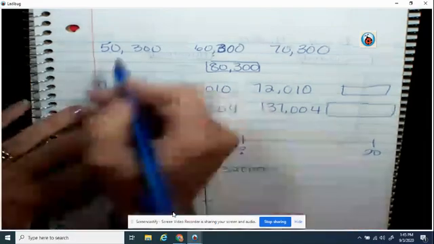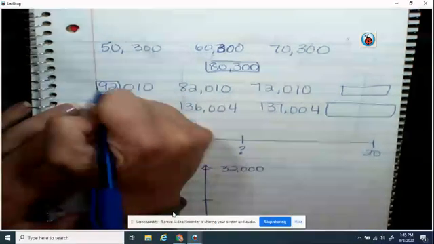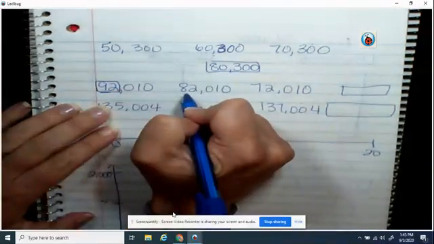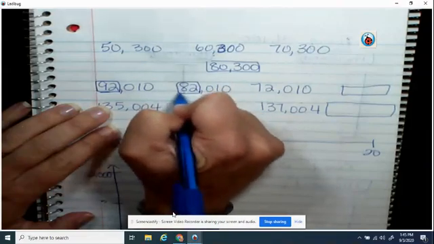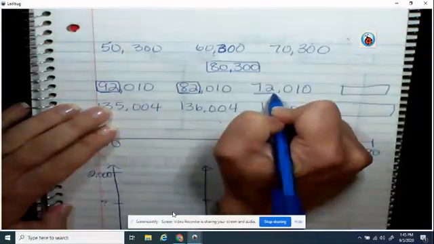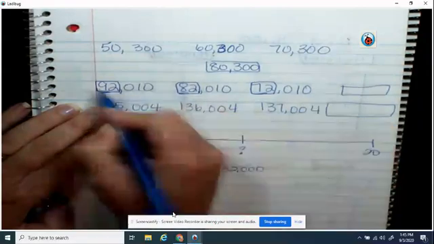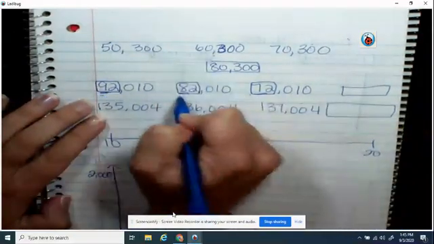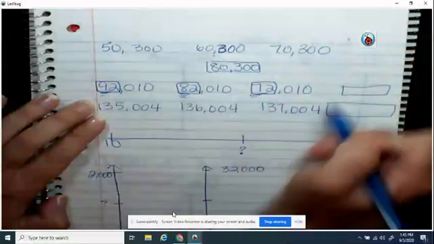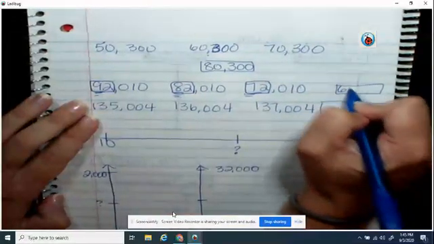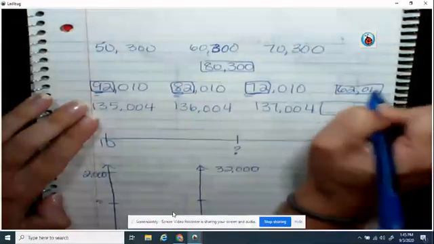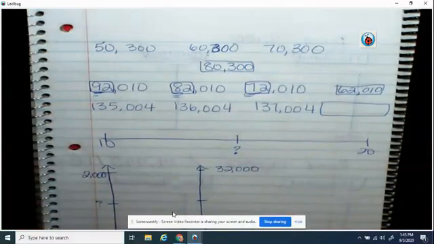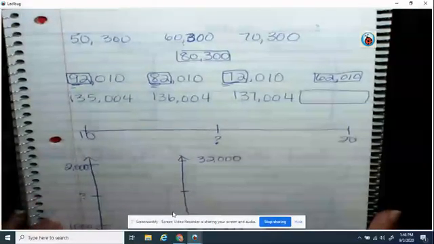All right, let's look at the next pattern. 92,010, 82,010, 72,010. It's going down, down. It's going down right here in the 10,000s place. 9, 8, 7. It's going to be 62,010. Good job.